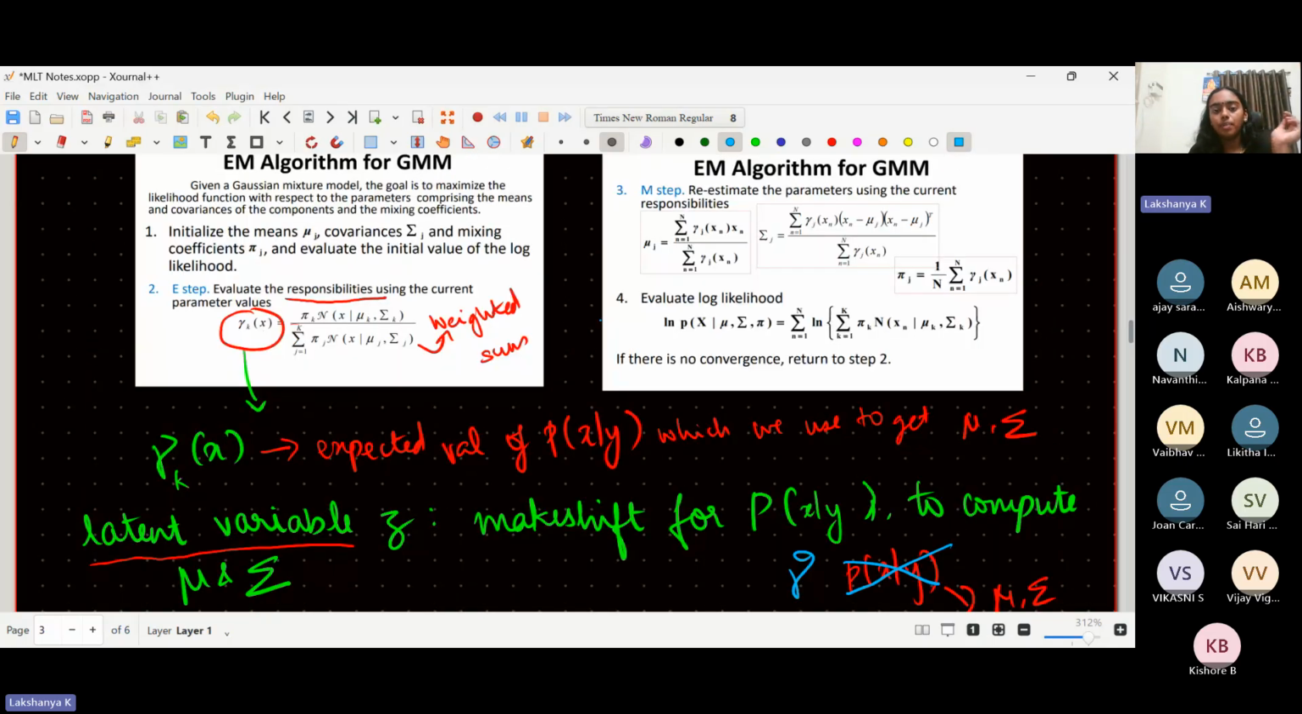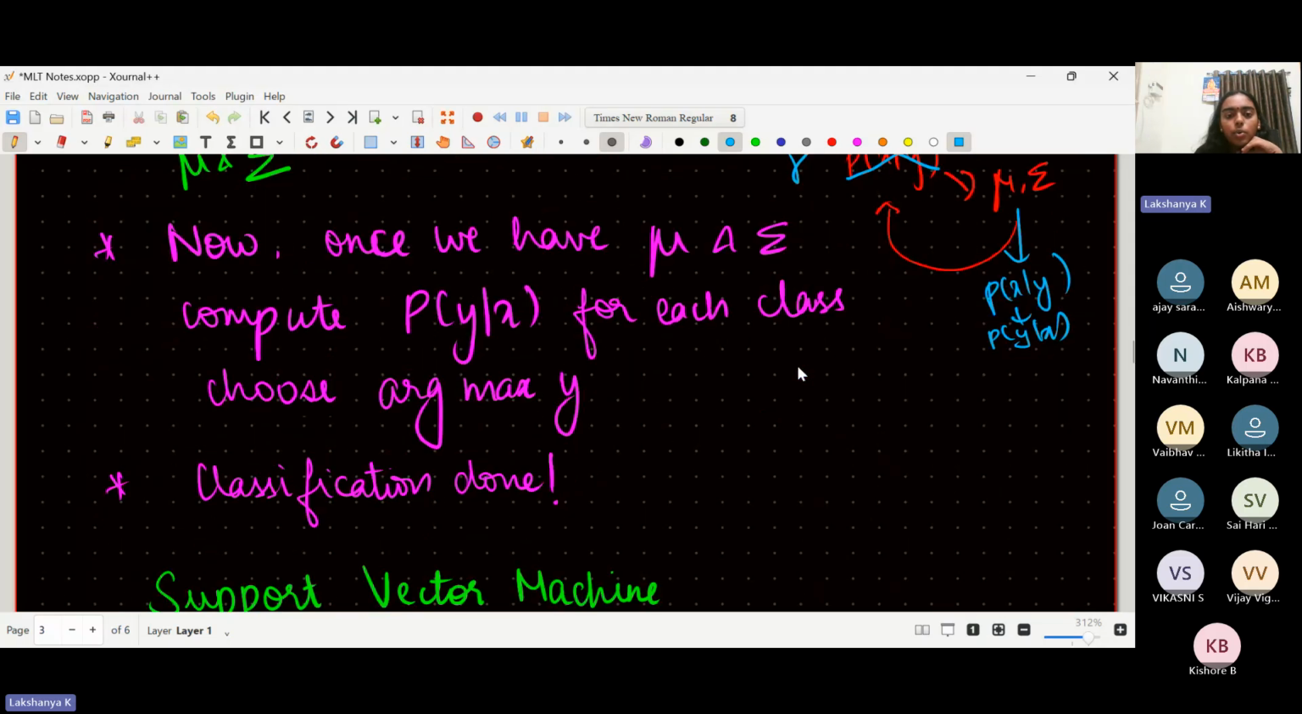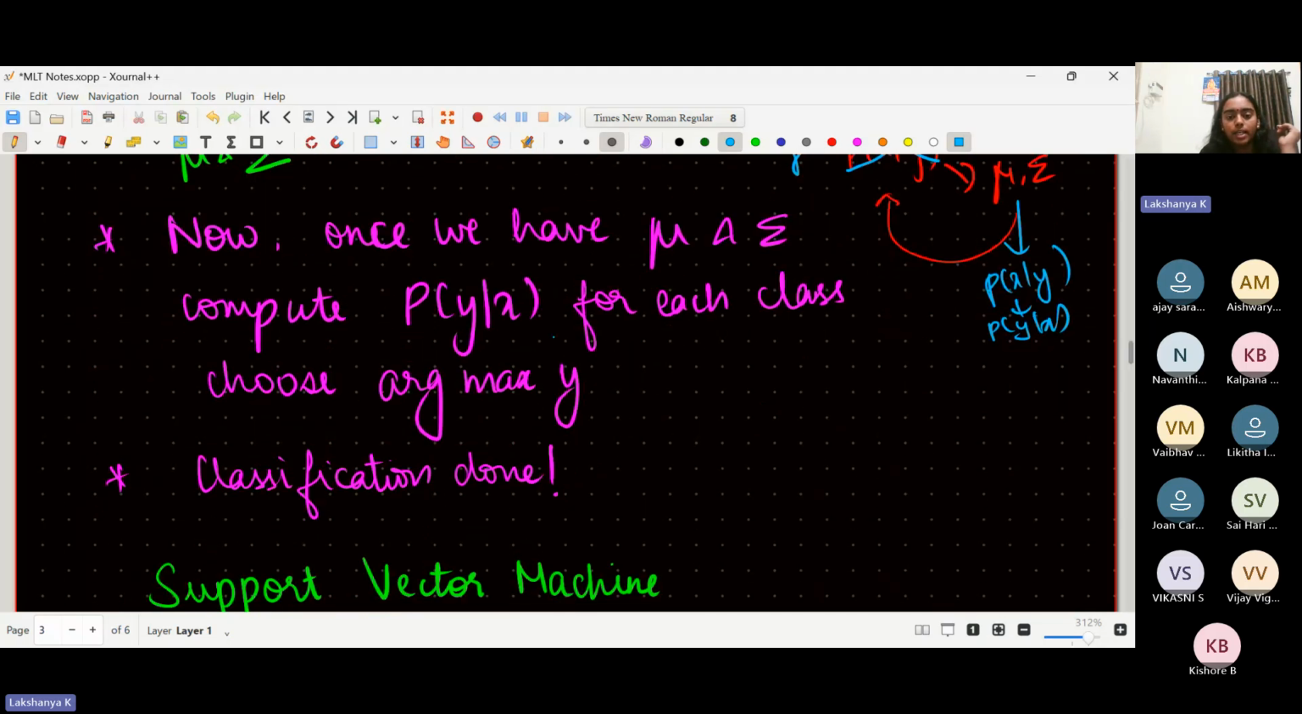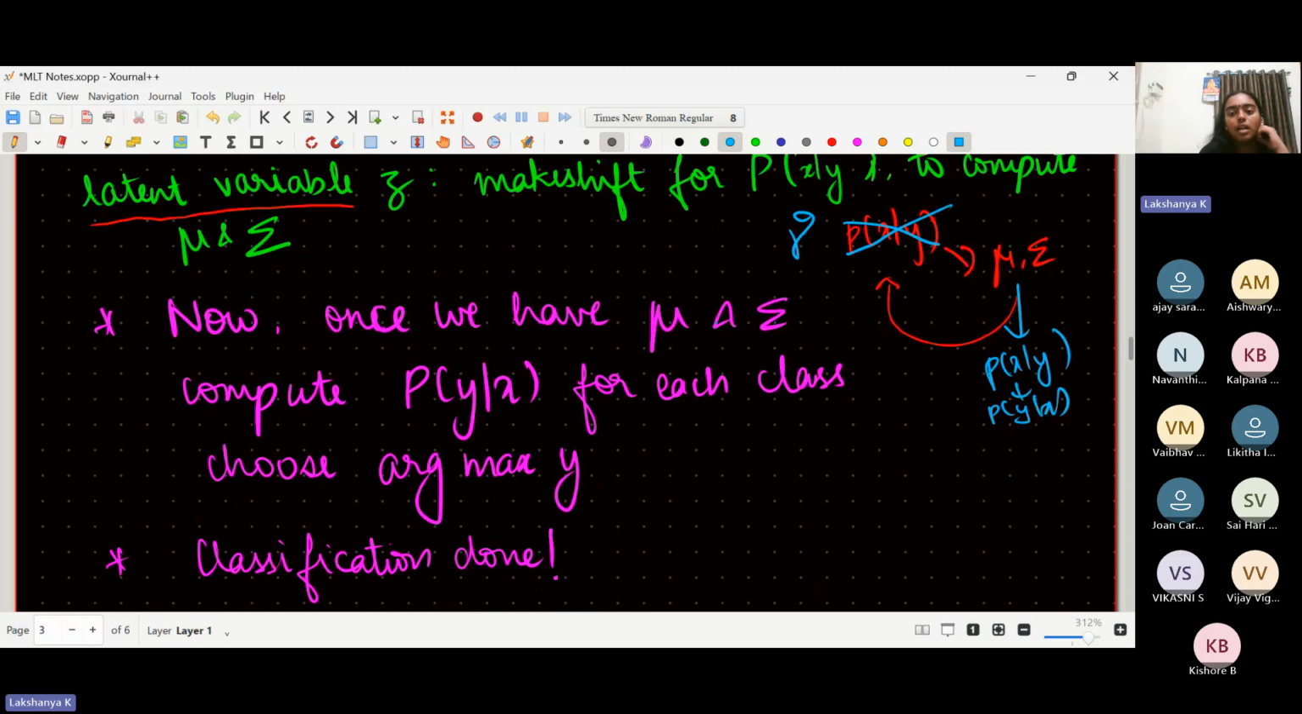Once that is done, you have everything which you need to do the maximum likelihood estimation. These steps are just your normal MLE estimate. You set the log likelihood equal to 0. You get your expression. From that, you will get your mu and sigma. This is how the EM algorithm works. So now once you have mu and sigma, we can compute P of y given x, and then you choose whichever class gets the maximum probability. Your classification is done. This is how your GMM works.